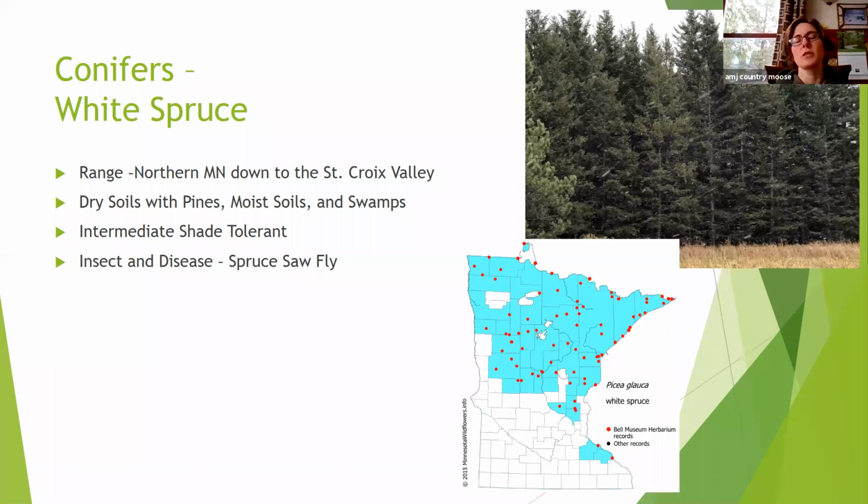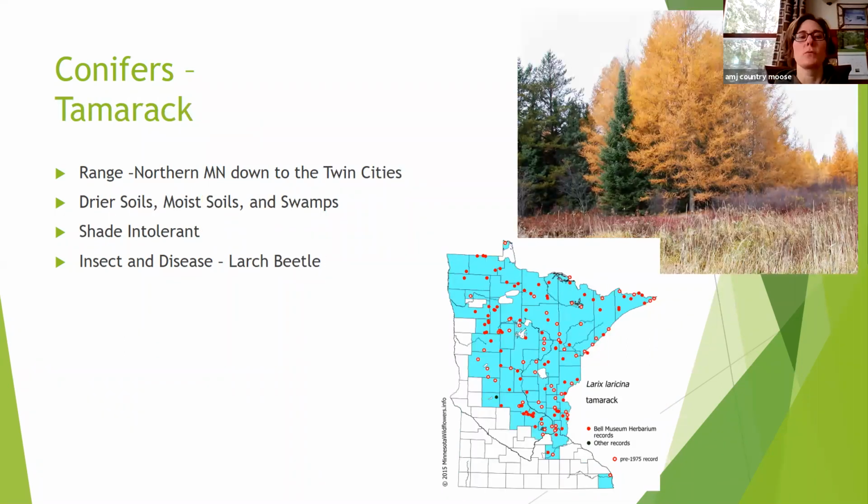And finally, we have our deciduous conifer, the beloved tamarack, which is found in northern Minnesota all the way down to the Twin Cities. It can be planted in urban landscapes. It does well on dry soils, moist soils, and swamps. And it's shade intolerant. So most commonly, you'll see these guys popping up in our lowlands much quicker than our black spruce do, and they put on a lot of growth in a short amount of time. Although, we are seeing large die-offs from the larch beetle in northern Minnesota, so we are currently working on finding ways to address regenerating those sites. So that is a concern for us.